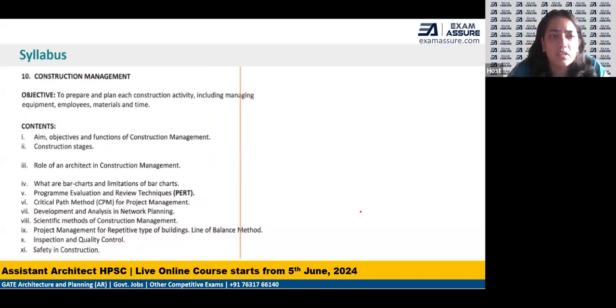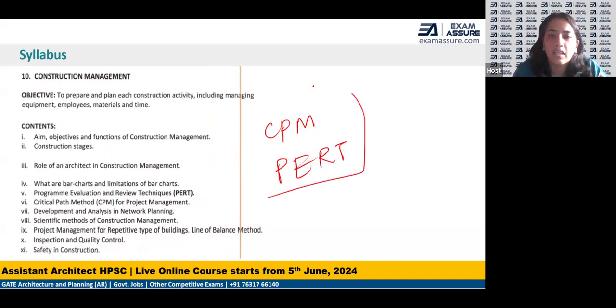Then coming to construction management, here you are expected to know how to plan and prepare for every construction activity, management of that activity, plus what are the different stages of construction, what is the role of an architect in construction management, plus your CPM and PERT, critical path method, your program evaluation and review technique. So numericals based on these could also be expected for the same. The different methods of calculations, etc., network analysis, all of that is important.